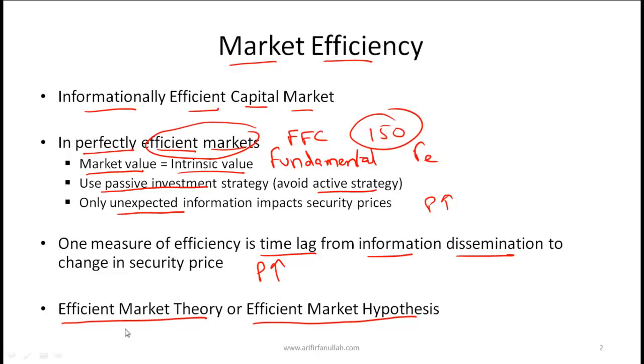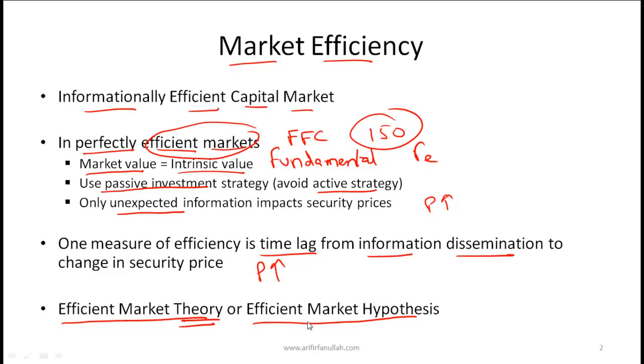So just make sure you understand what these mean. Efficient market theory is essentially the theory that markets are efficient, and as the term implies, this doesn't necessarily mean that all markets are efficient. It simply means that somebody might say that markets are efficient, or that a given market is efficient. That is a theory, and the theory can be tested through empirical tests.